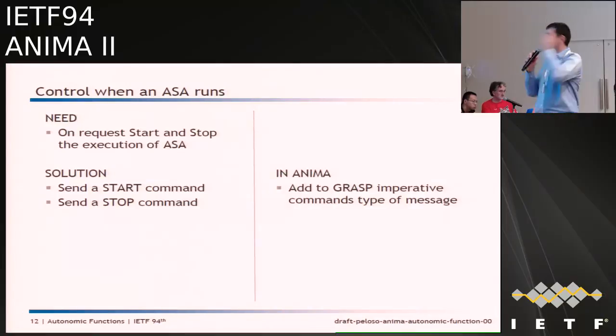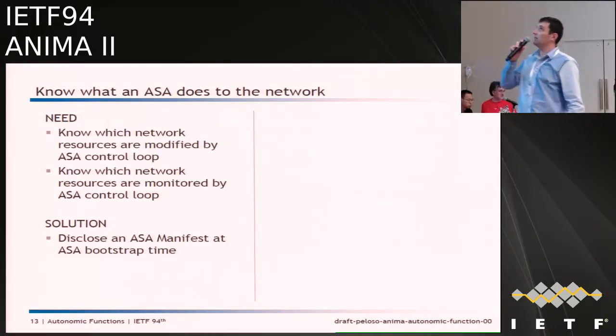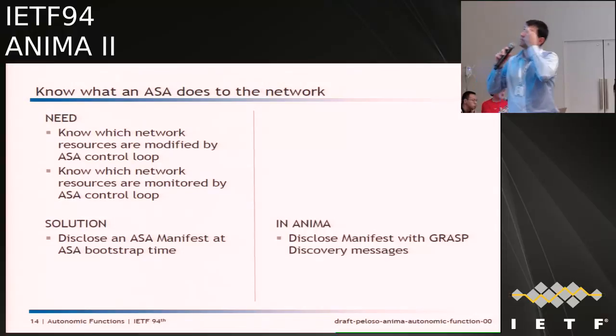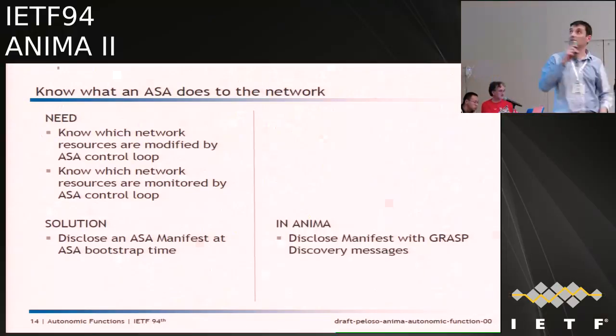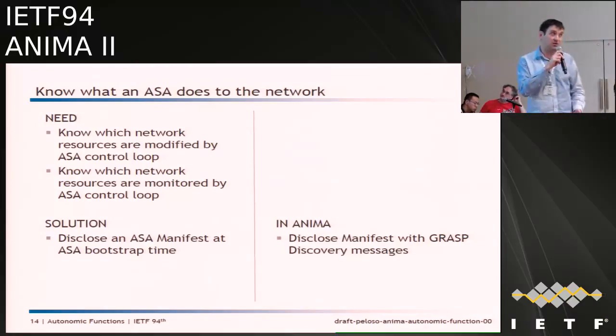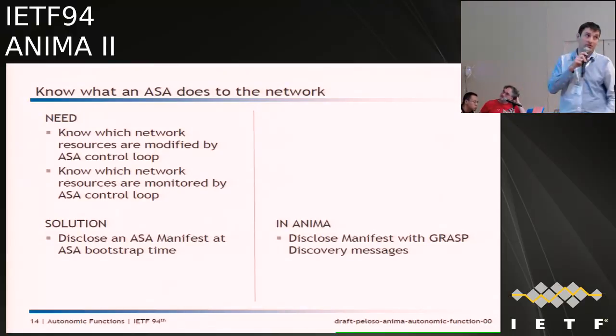Next point, just make 2 slides. Okay. So the need now is to know what the ASA does inside the network. That's what we've been calling the manifest, which discloses which parameters are being modified and which metrics are being monitored by the control loop of the ASAs. One of the solutions for that would be to use the discovery messages of GRASP to convey this information. If you want to know more about that, I would let you read the lengthy emails that we've exchanged with Brian on this.